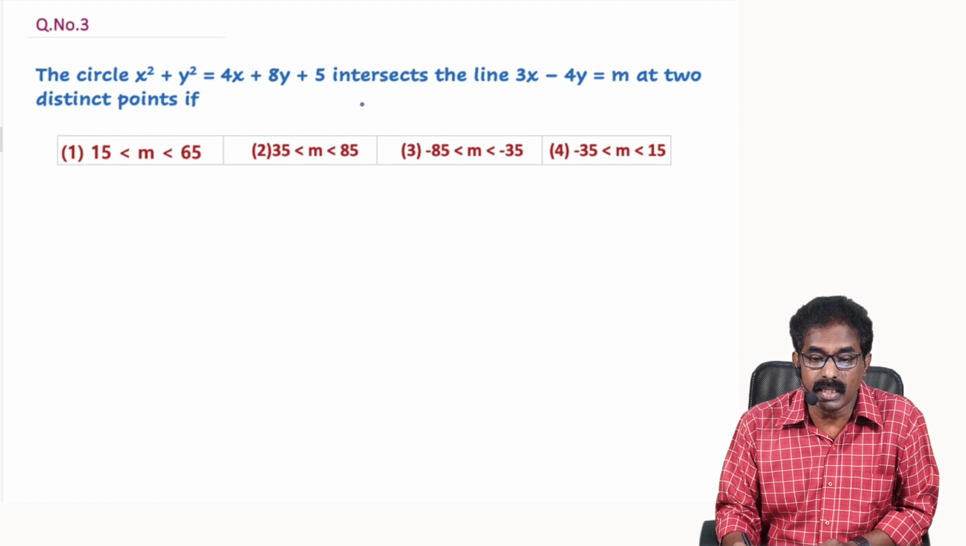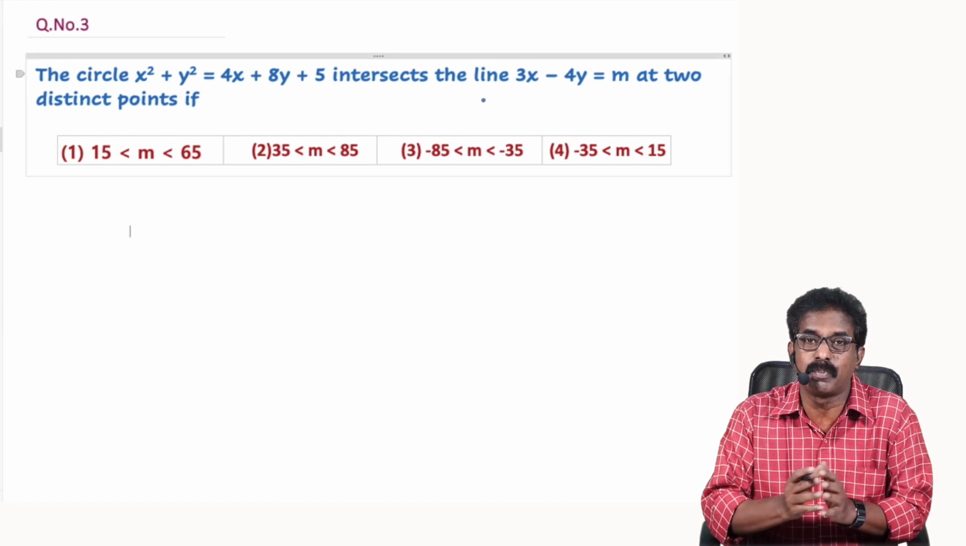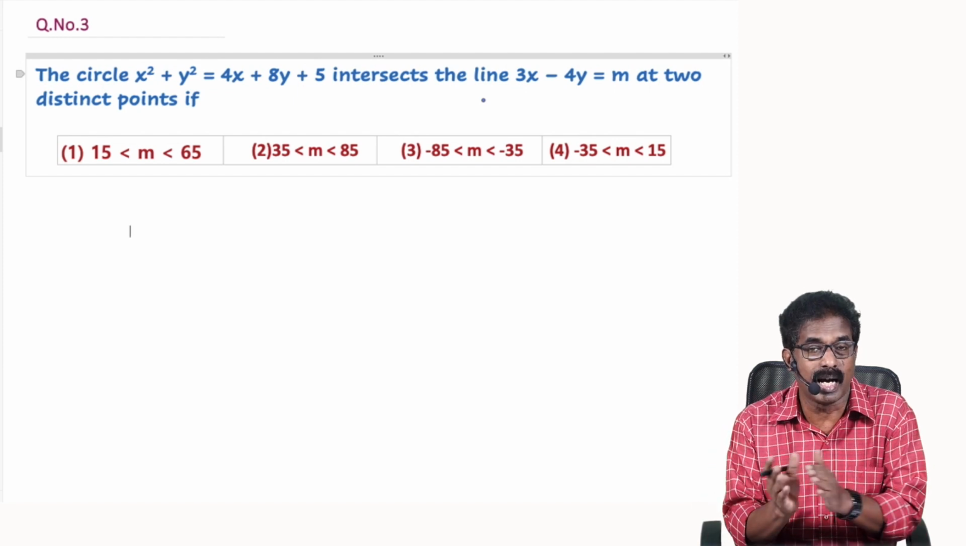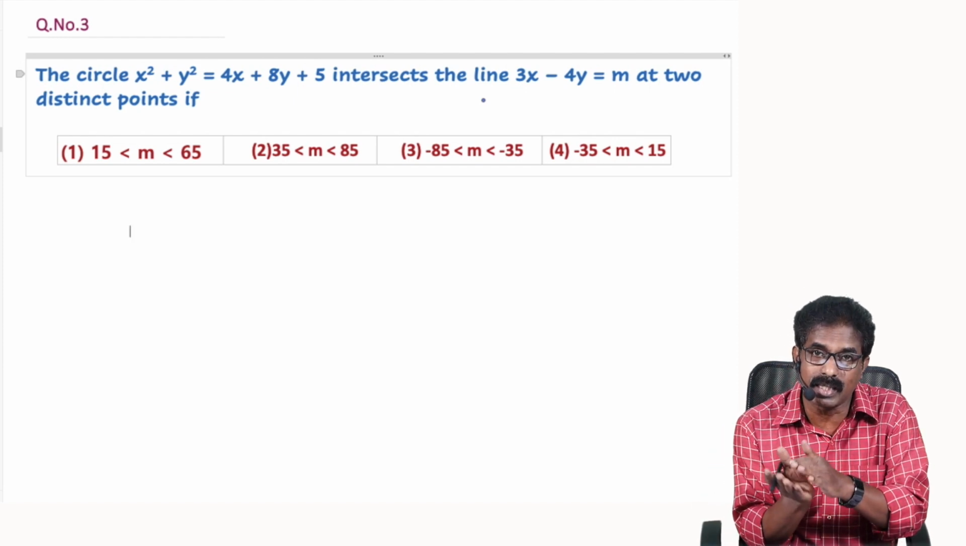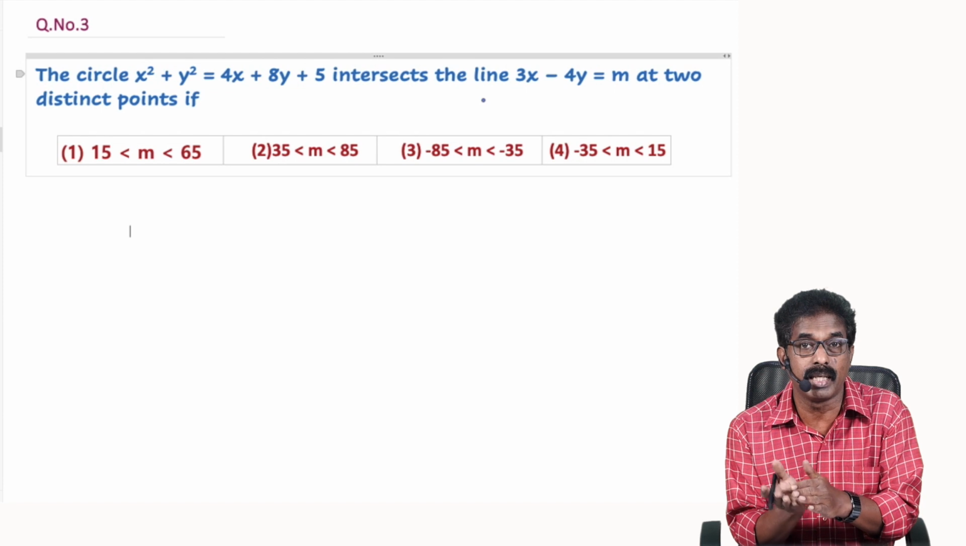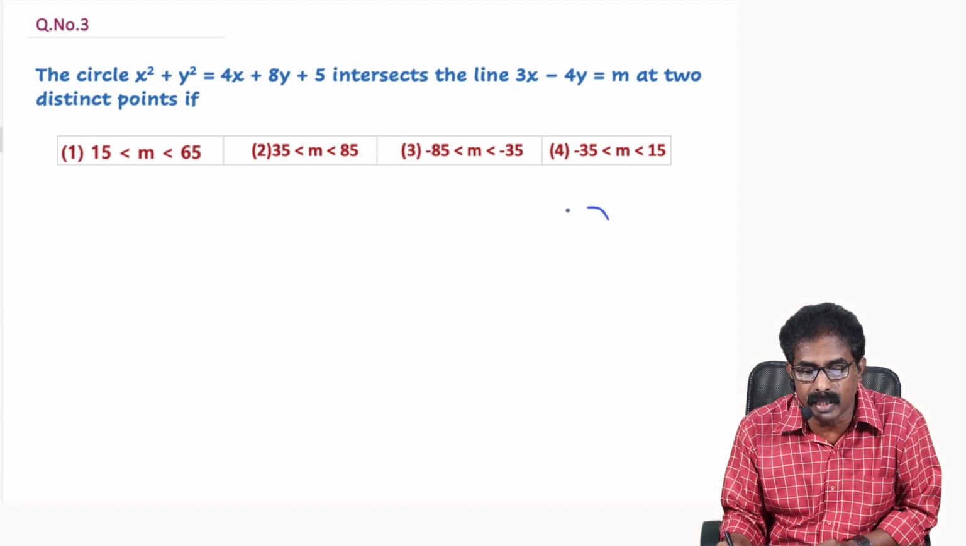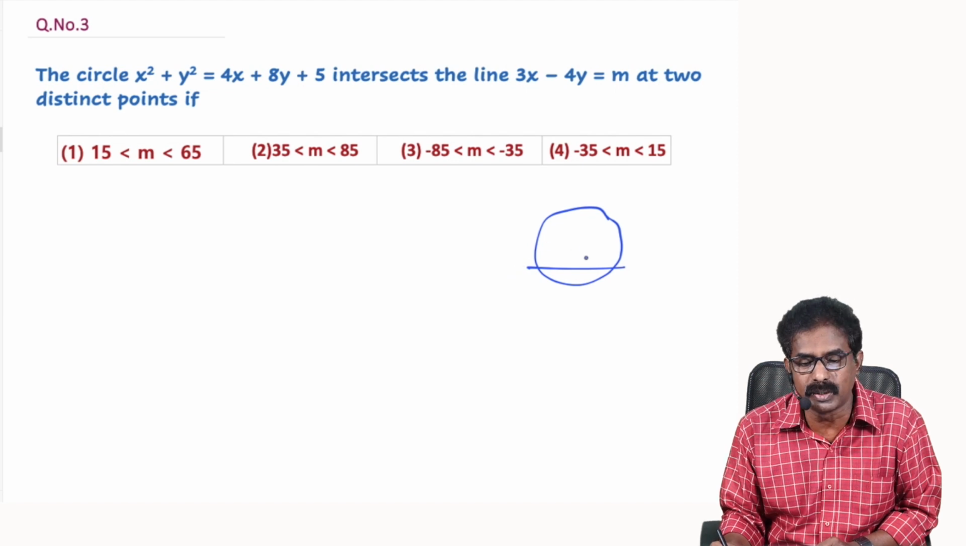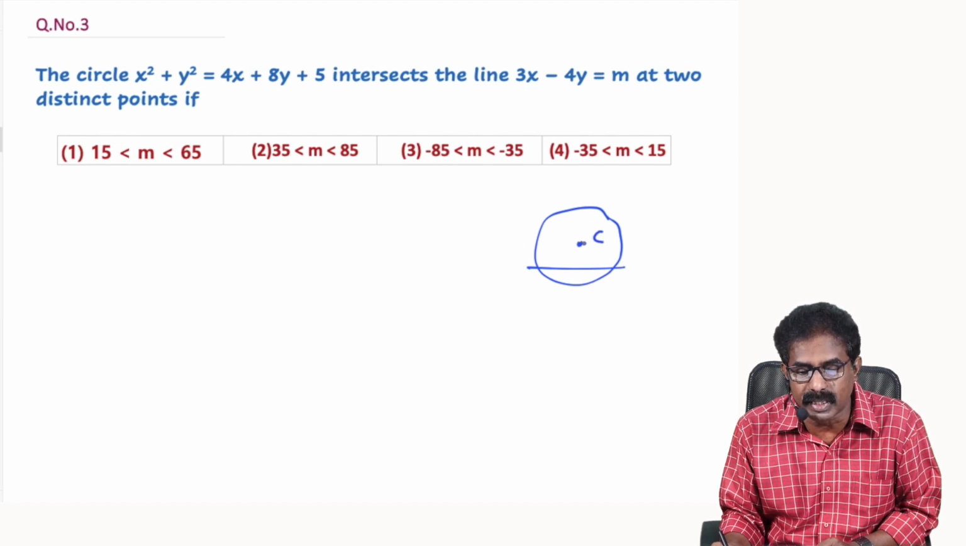The circle intersects the line at two distinct points. Circle and line, I explained 3 cases. The line may lie outside, the line may touch the circle, or the line may intersect the circle at 2 points. So what result do you have to use here? Distance from the center, right?